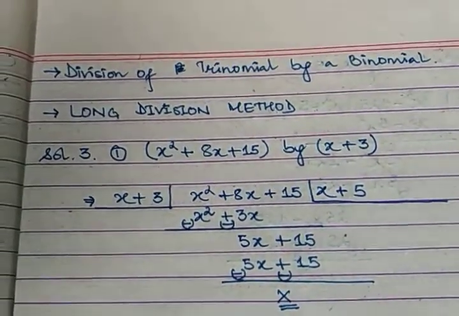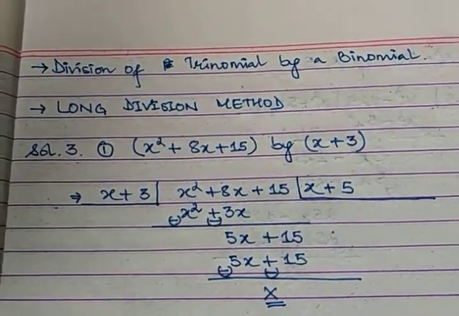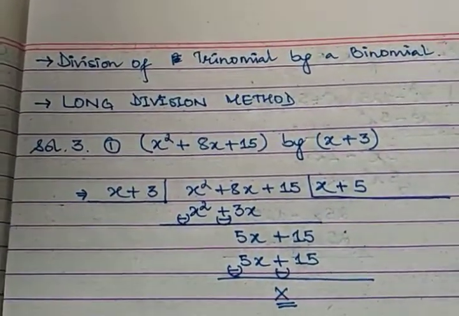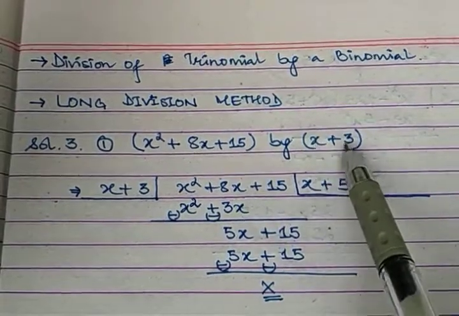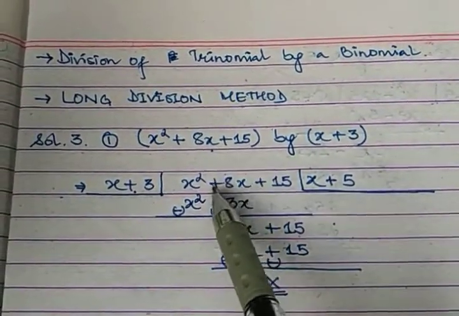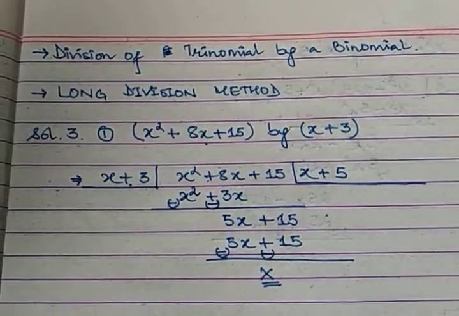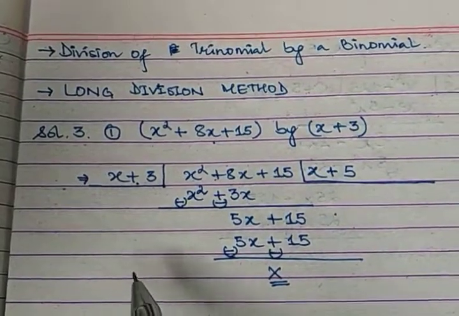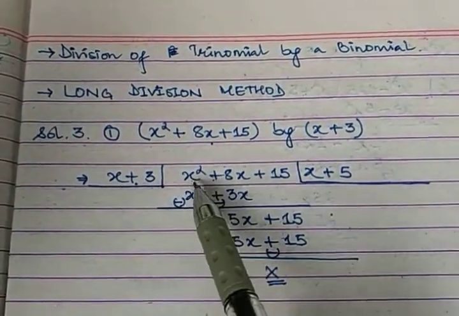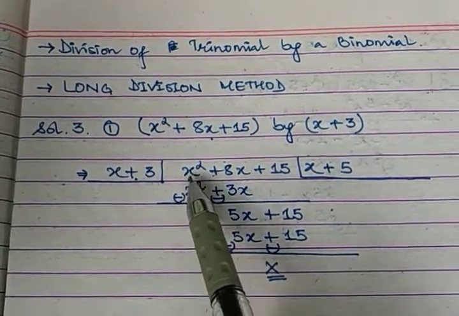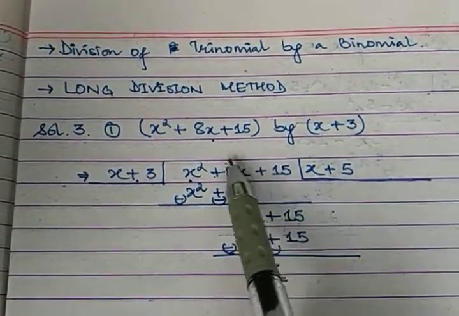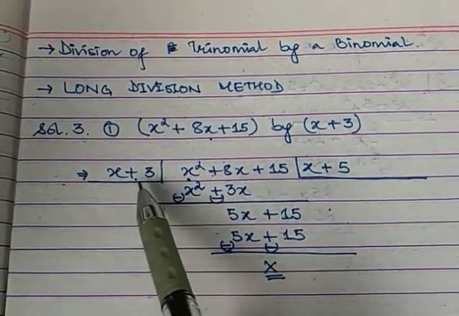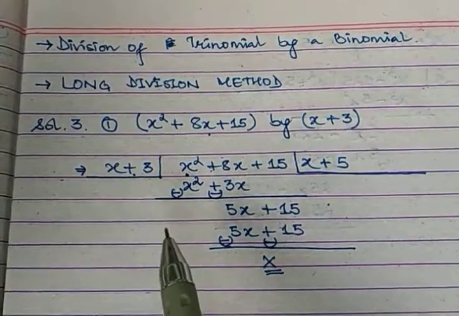In the higher levels it can be done in different ways as well, but in your level you have to do it with the long division. You have to go with the long division method. Okay, so the divisor is x plus 3 and the dividend is x square plus 8x plus 15. Now in this one, what we need to do is follow the first term of the dividend. Remember, both the divisor and the dividend have to be placed in standard form.